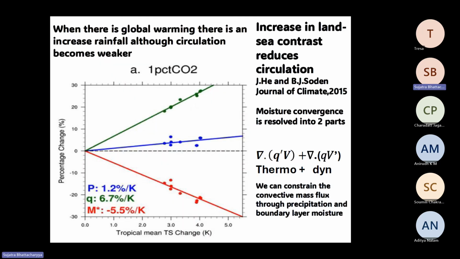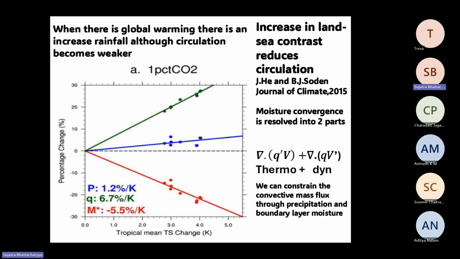Now I want to talk about an interesting issue related to climate change. All of you know that due to global warming, heavy rainfall is increasing, and that has shown up mainly due to water vapor. This is the specific humidity. For a 1% increase in CO2, it's going up at the rate of 6.7, close to the Clausius-Clapeyron equation. That is the humidity.